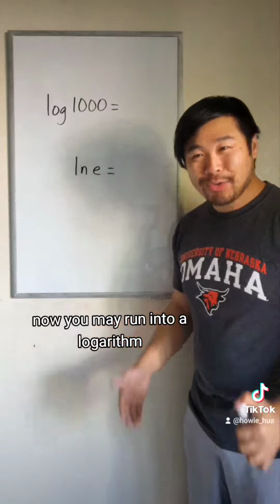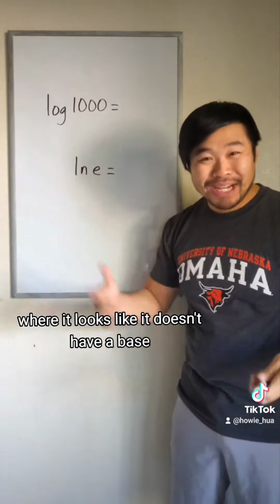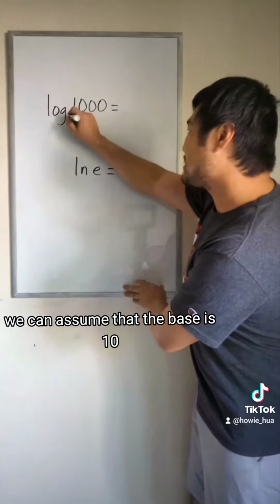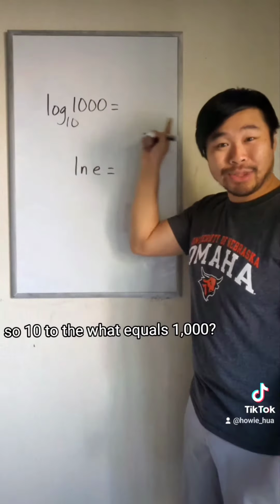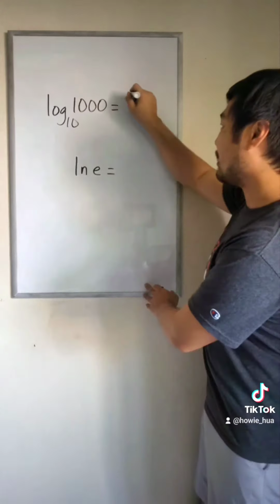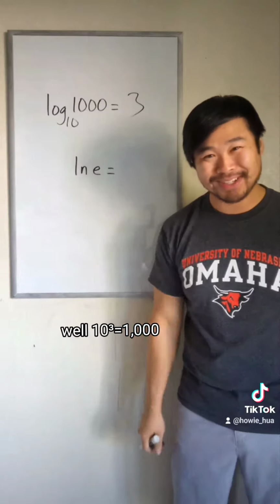Now, you may run into a logarithm where it looks like it doesn't have a base. When that happens, we can assume that the base is 10. So 10 to the what equals 1,000? Well, 10 to the third power equals 1,000.